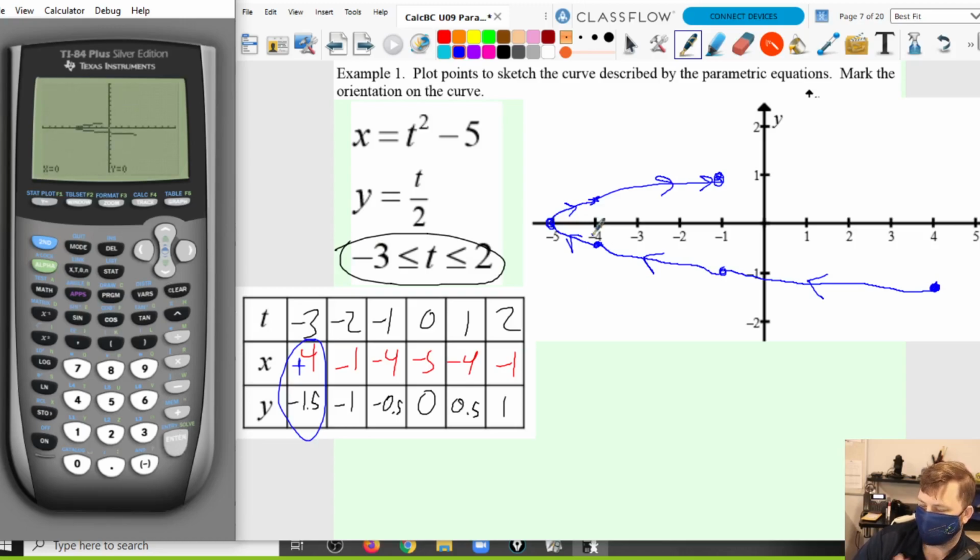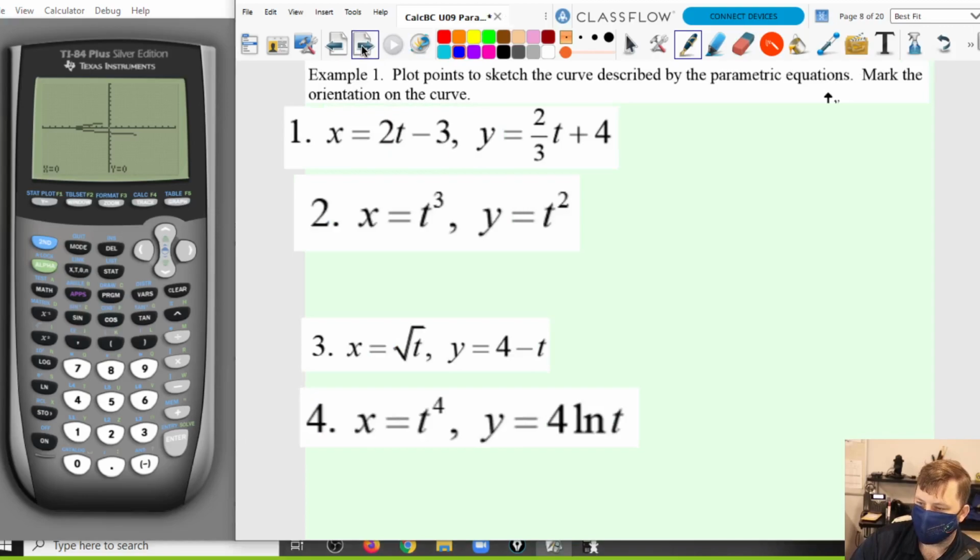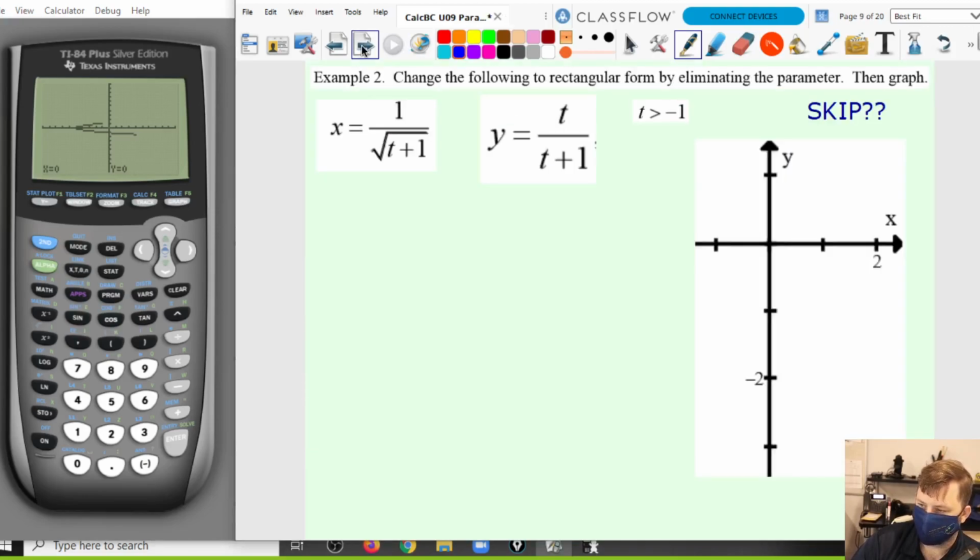Still forming that same shape. That's how parametrics work. You can build the shape. You have movement over time. There it goes. All right. So I don't want to plot more. Who cares? I could plot more of these, but who cares right now?